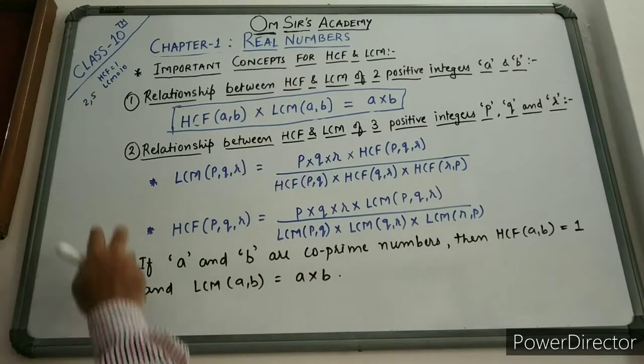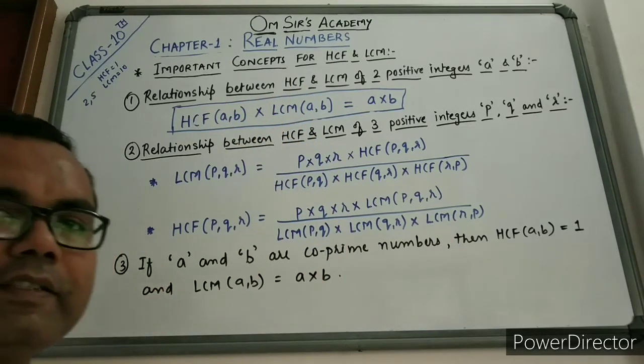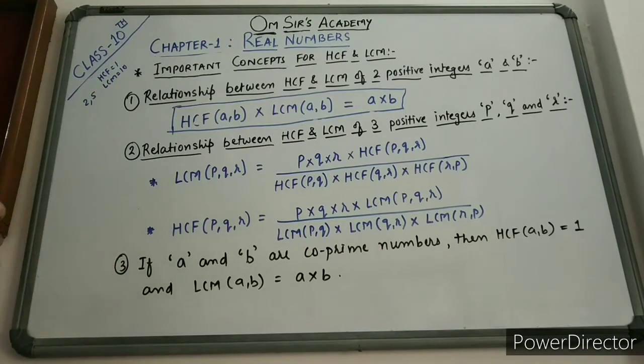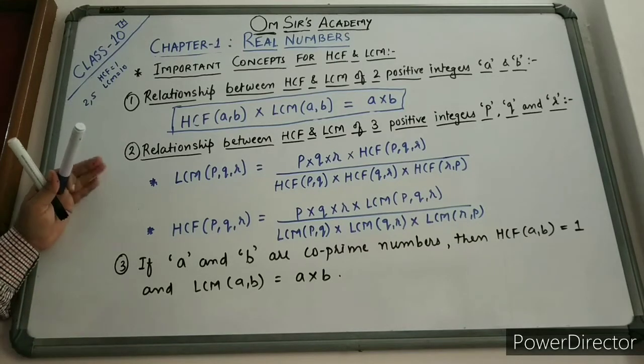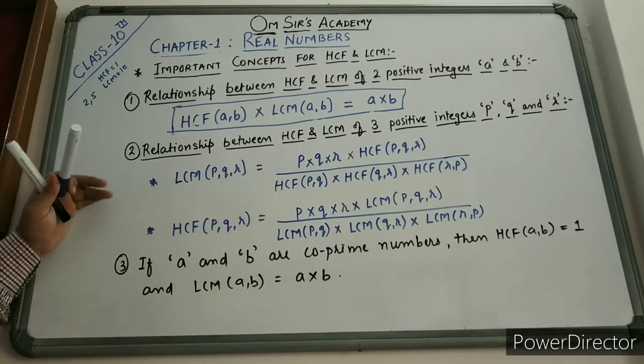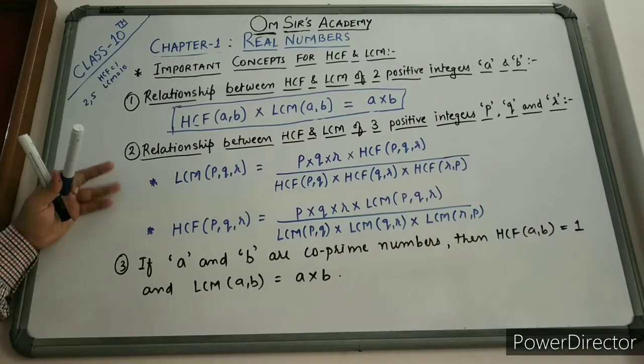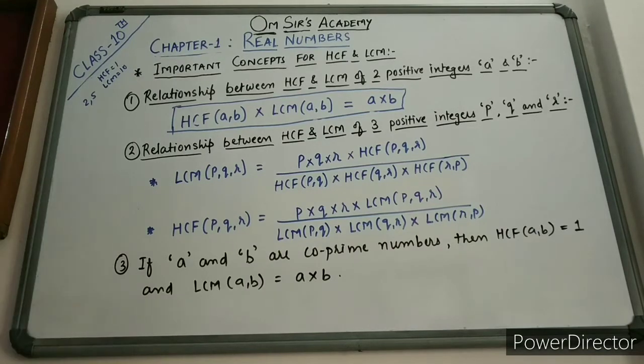Is it clear? Then comes the next concept, the relationship between the HCF and LCM of three positive integers, p, q and r. This concept is not utilized here in our studies, friends, but it can be asked in an objective type of question in your exams. So remember this formula, it is very easy.